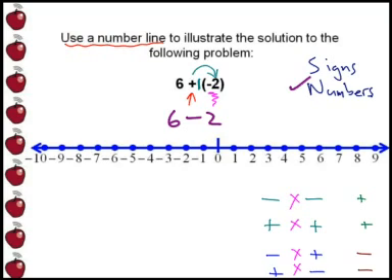Now we can move to the number line and we identify the 6 there to the right of 0, and then since we are subtracting 2 now, it's no longer adding a negative number, it has now become subtraction of 2. We will simply move 2 places to the left, and the final answer would be 4.